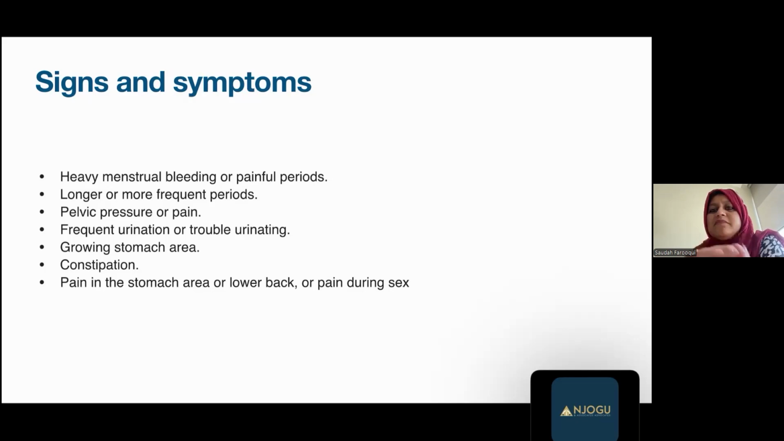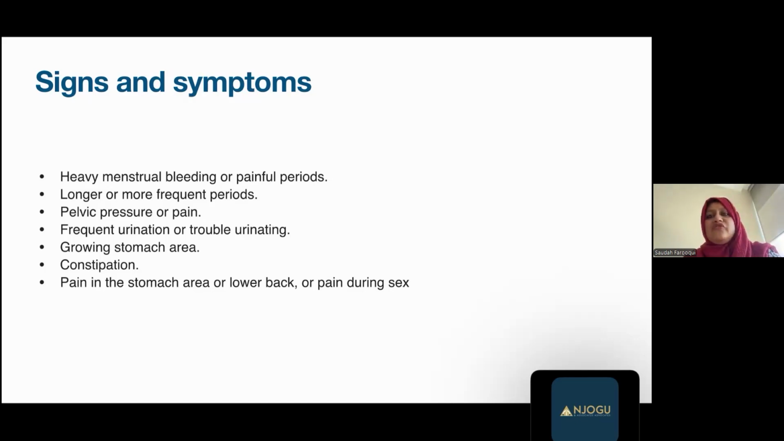Then another symptom is frequent urination or trouble urinating. What that means is you'll feel the urge to pass urine, but when you go to the washroom, nothing comes out. Or you empty your bladder and feel like it's emptied already, you leave the washroom and within a few minutes, you feel the urge to come back and pee again.